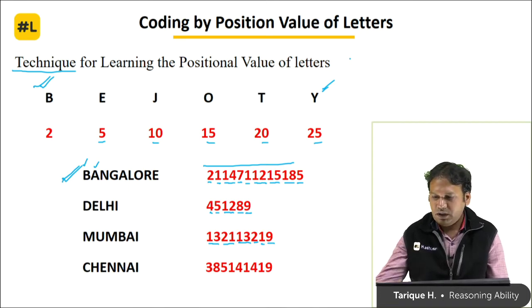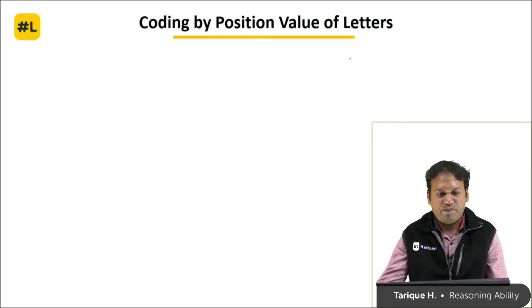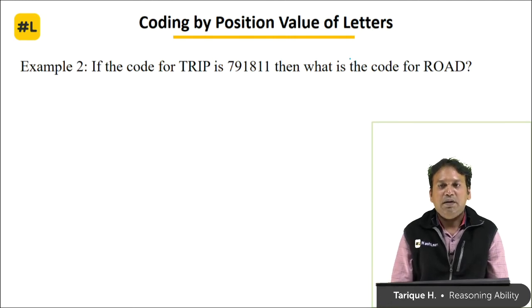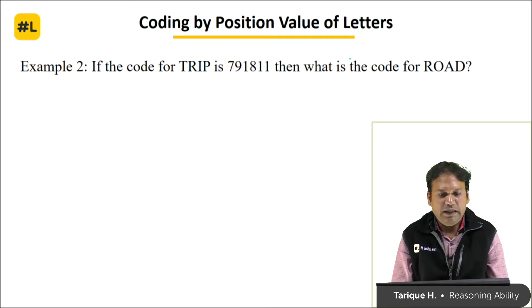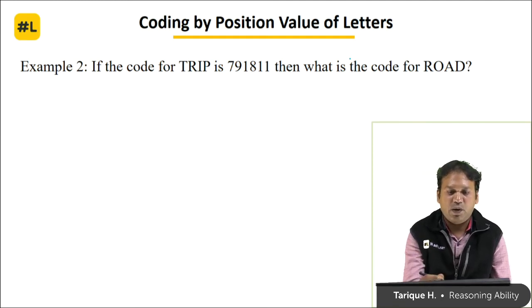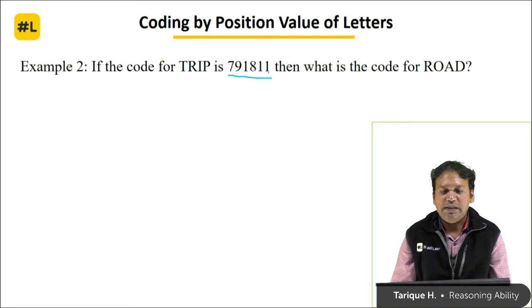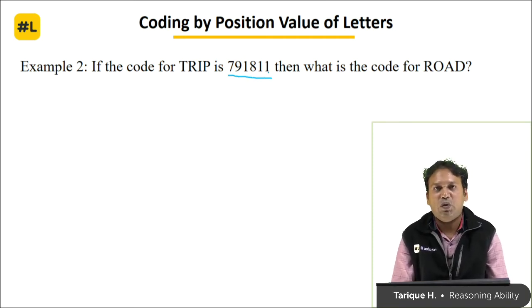Alright. Now take a new question here. Based on the positional value of letters, the next question. So try solving this question. If the code for trip is 791811, then what is the code for road? The code for trip is 791811. So you can see the code here. 791811 is the code for trip. Then what is the code for road?